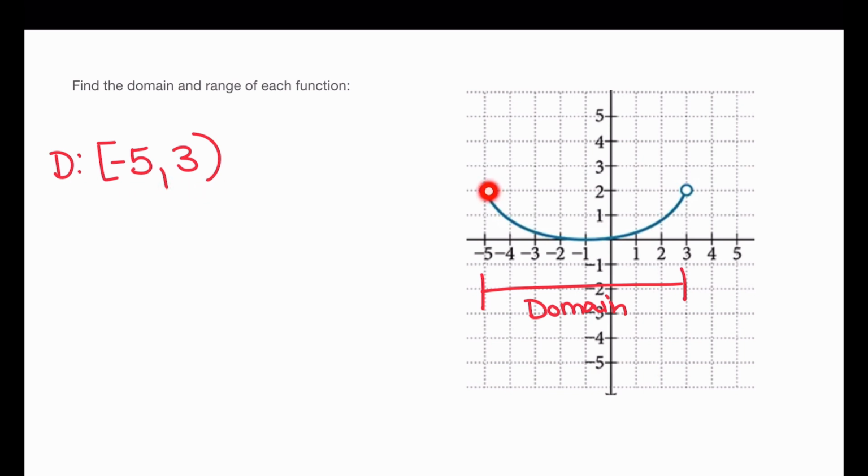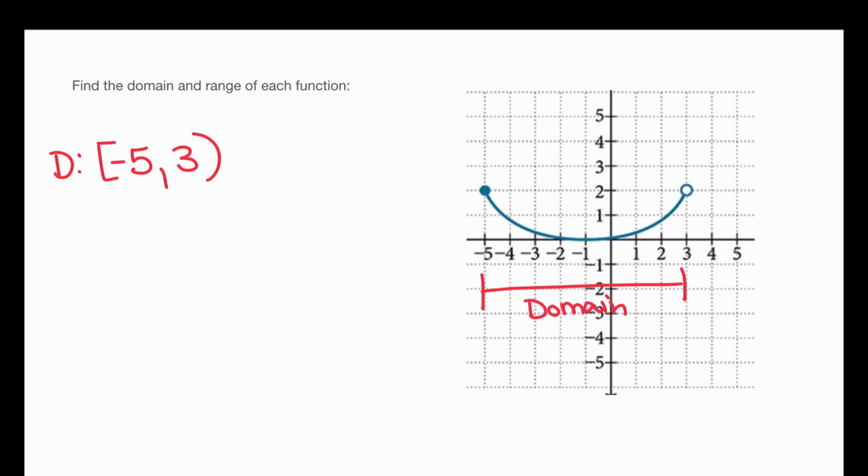There's a closed circle at negative 5, so I'm going to do my square bracket there. And an open circle at positive 3, so I'll do my parenthesis at positive 3. So everything from negative 5 to 3, not including the 3.